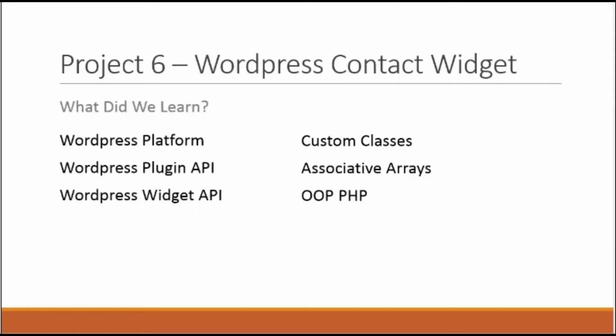Project 6 was our first WordPress plugin. It was a widget to display a contact form in a widget position. We looked at the WordPress plugin and widget API. We created a custom widget class, and that also used object-oriented programming.